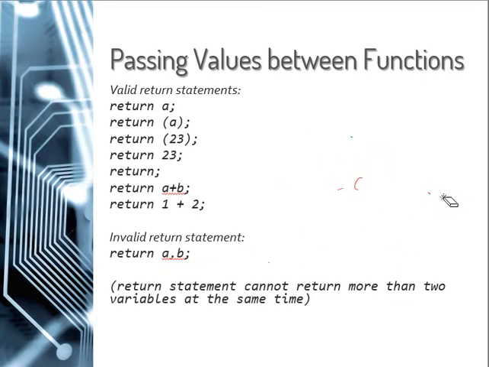Now, there is a method wherein it seems possible to return two values, analogously, but this topic is not in the scope of this course. It is for later. So, a return statement cannot return more than one value at the same time. It can only return one.